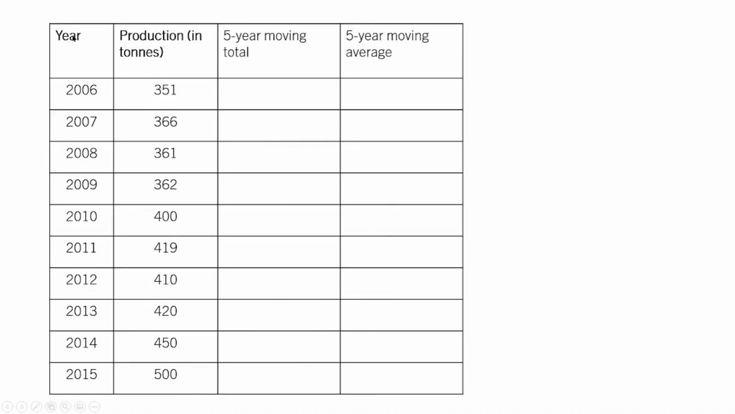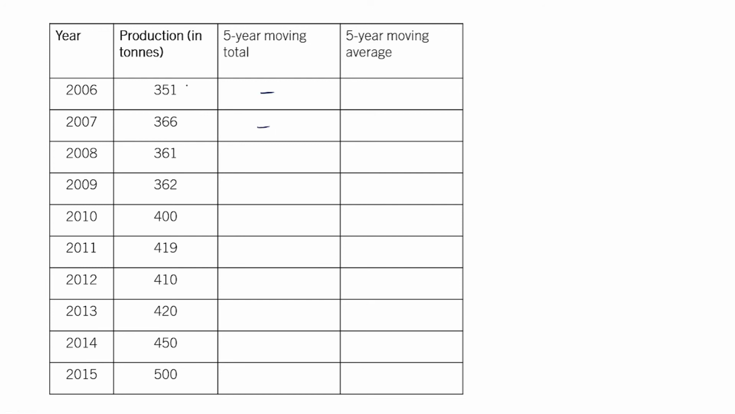Moving on to the next question. Calculate the 5 yearly moving averages of the following time series of steel production. For various years the production in tons is given. We need to find the 5 yearly moving average. So let us draw the table. For the various years, the production in tons given in the question is written here. First let us find the 5-year moving total and then the 5-year moving average.